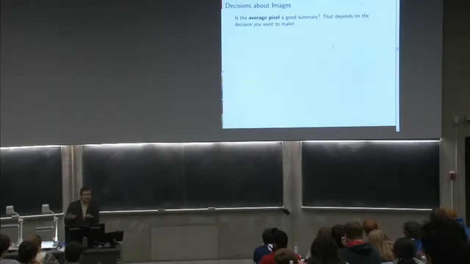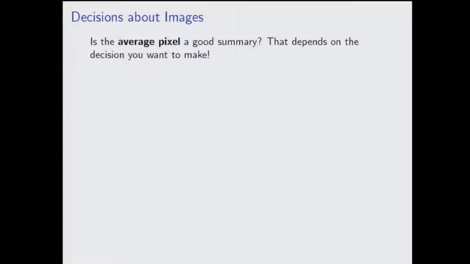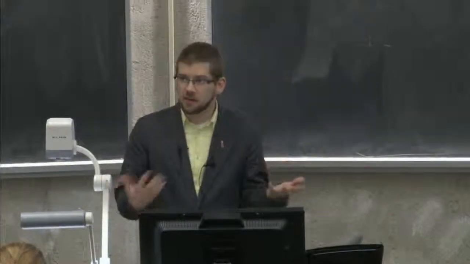Except it's not exactly what we're going to use. I'm going to make one more little change. The reason is that I'm going to want to classify images according to color. In particular, I don't care about the relative brightness of different images. I only care about what colors are in them. So whether or not the average pixel is a good summary and is going to let us make good decisions, it depends on the decision you're going to make.